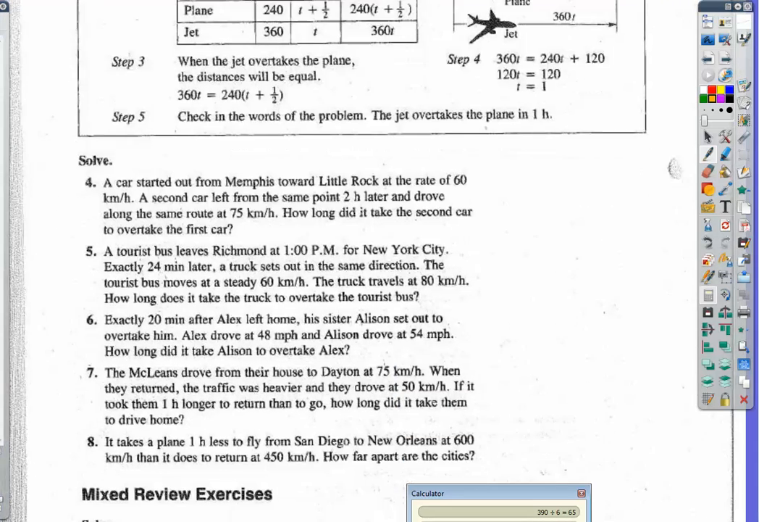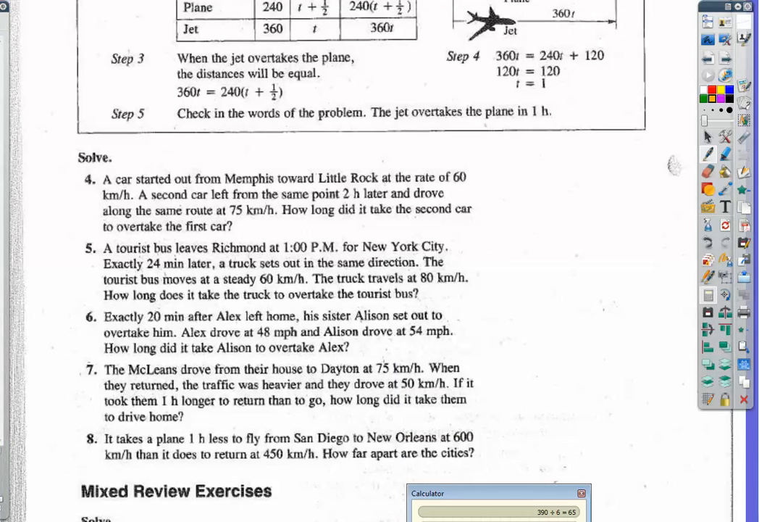So 6 is due, so I will do number 5. A tourist leaves Richmond at 1 p.m. for New York City. So I'm going to just write that, 1 p.m. Just pulling information out. Exactly 24 minutes later, a truck goes in the same direction.